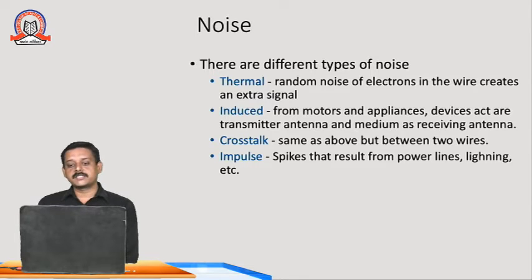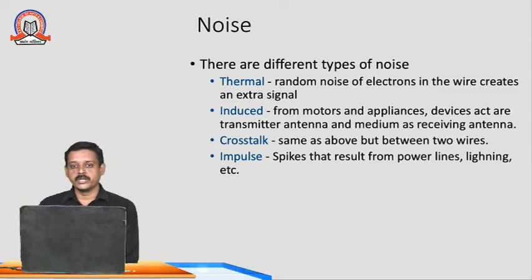Now the next type of impairment is noise. Now friends, noise is a completely different type of impairment. There are four basic types of noise: thermal, induced, crosstalk and impulse. What is meant by thermal noise? Whenever the random motion of electrons in a wire creates an extra signal, it causes thermal noise.